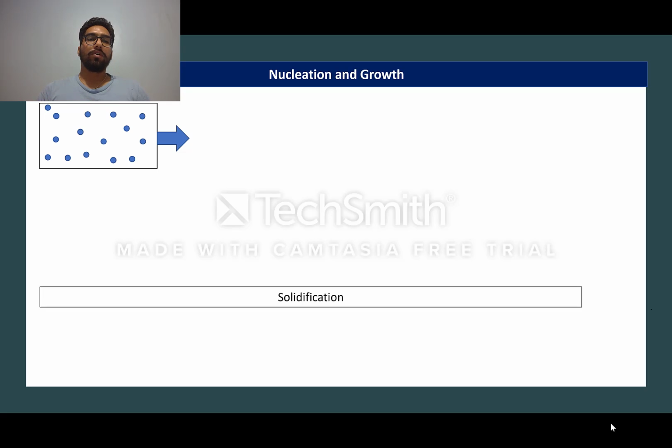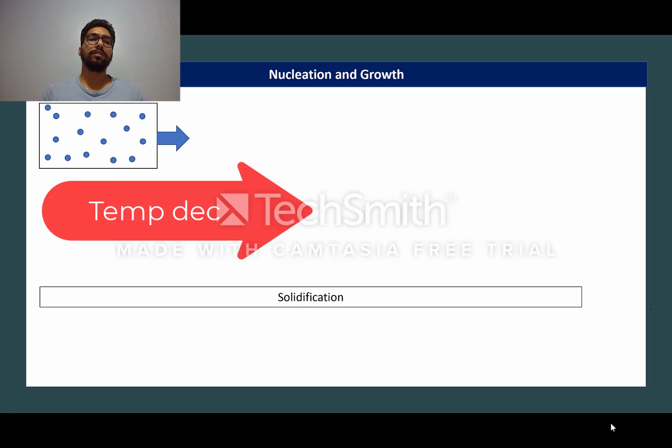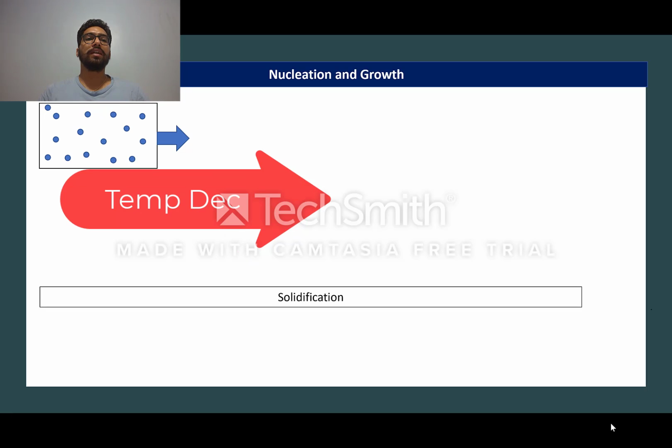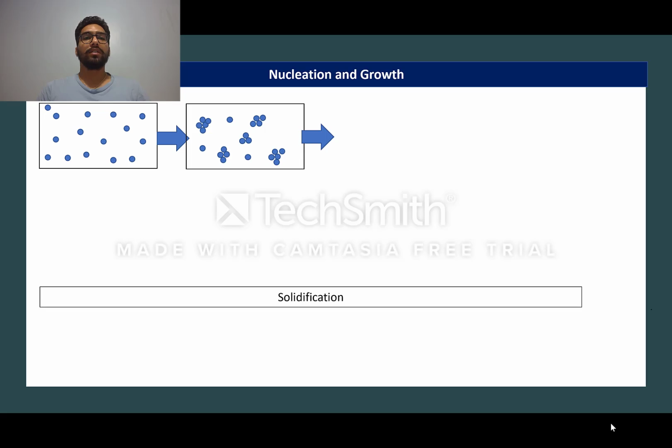So for example, this box is the liquid phase, and these blue dots are the atoms, and the liquid is now at more than the melting temperature of that material. So we started decreasing the temperature, then the atoms started coagulating at some specific places that are called nuclei, started nucleating at some places, but the size is not optimum.